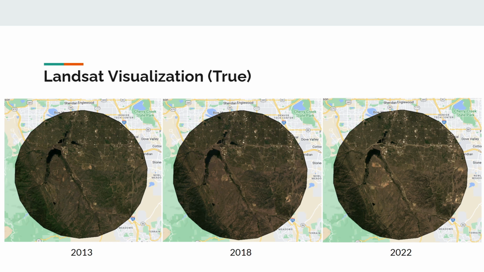Moving on to Landsat imagery, we can visualize the changes from 2013 to 2022. One thing we can pick out changing between these years is the changing of vegetation or the general color palette of the image. 2013 was a much wetter summer and has a bit more green in it, and 2018 and 2022 were a little bit drier.